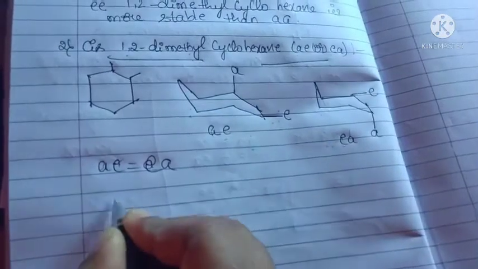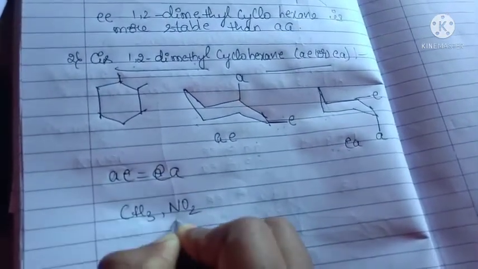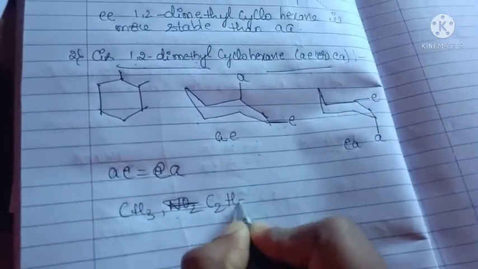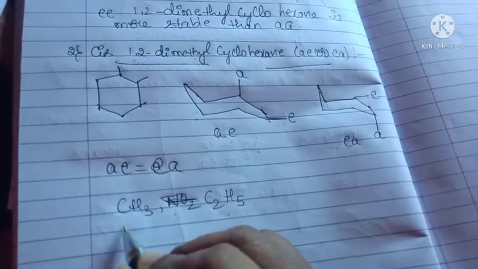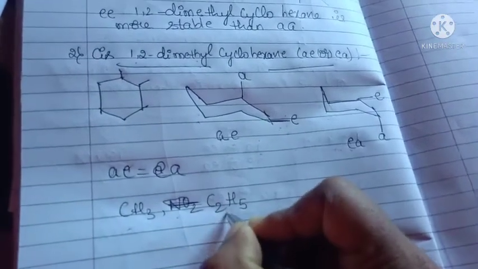For example, CH3 and NO2 is more, don't take it as NO2, C2H5. Okay, C2H5 is more bulky than CH3. Okay, it has more mass, the size is more.